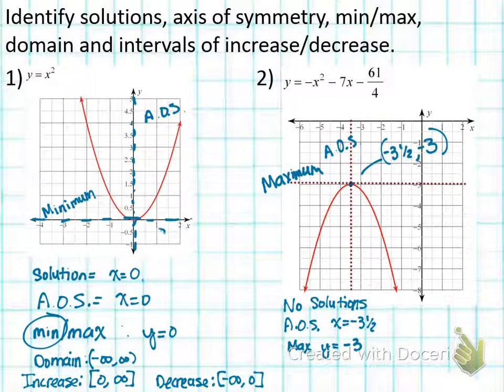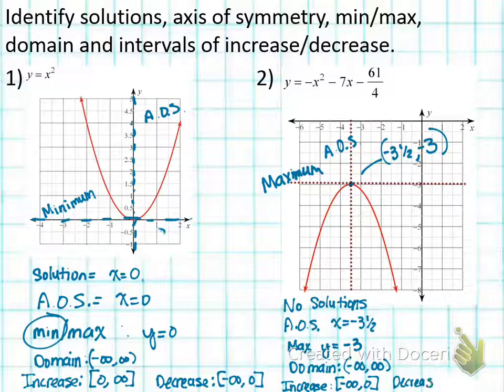Okay. Next thing it's asking for is domain. Domain is always the same for this type of graph. It starts at negative infinity and goes to positive infinity. And increase or decrease. Okay, so we have an interval of increase from negative infinity. You see how it starts from way down here and it keeps increasing up to here. So this is our increase from negative infinity all the way to 0, putting brackets around that. And it's decreasing from 0 to positive infinity. So that's it, okay?